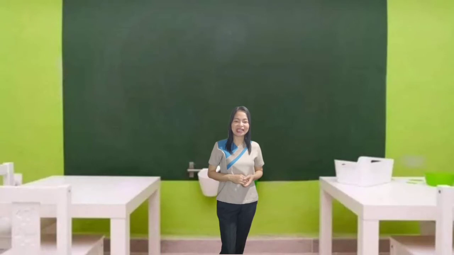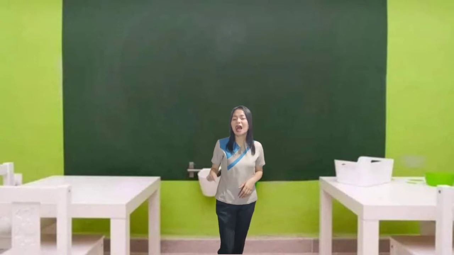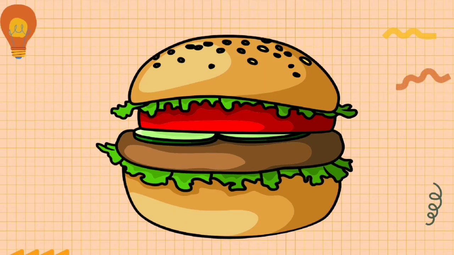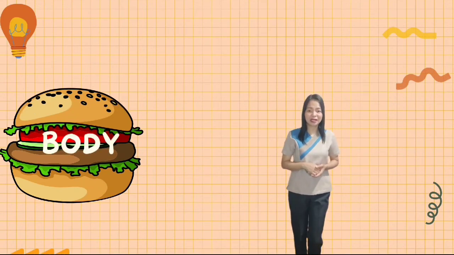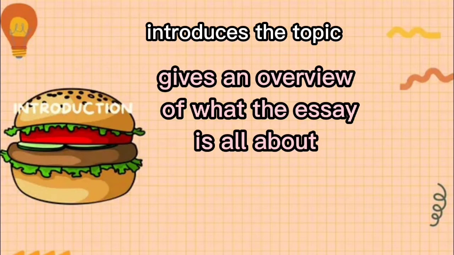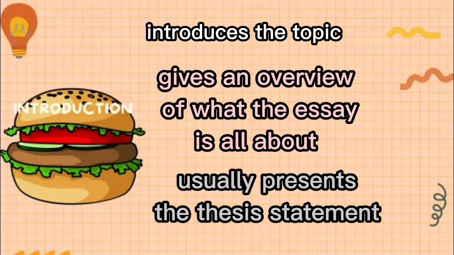Now that you know how to create a strong thesis statement, it is high time for you to know the structural elements of expository writing to guide you in presenting your key points. I want you to take a look at this hamburger. Just like this ground beef sandwich, our expository writing has 3 parts: the introduction, the body, and the conclusion. The top bun, which represents the introduction, introduces the topic of the exposition. It gives an overview of what the essay is all about. This is where the thesis statement is usually presented.